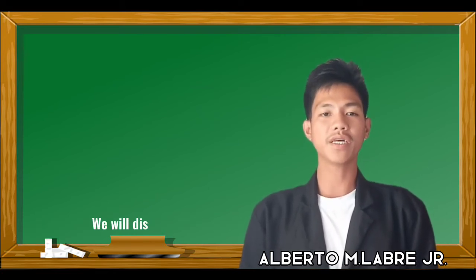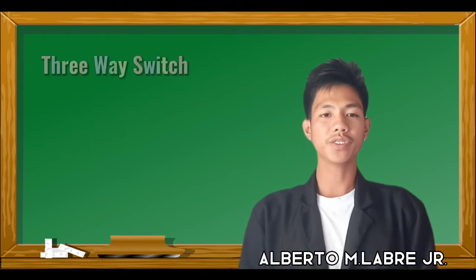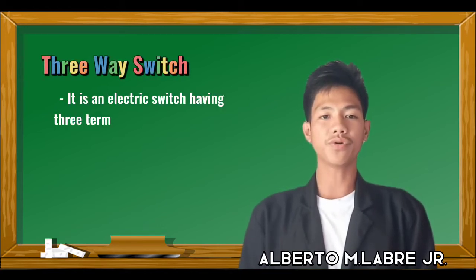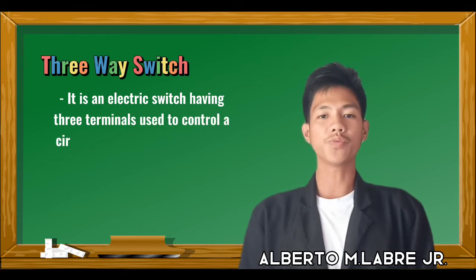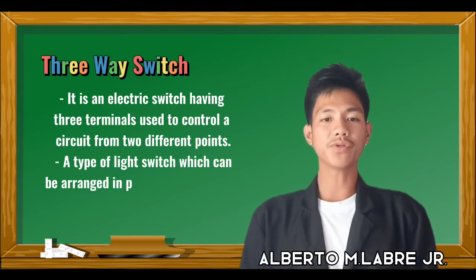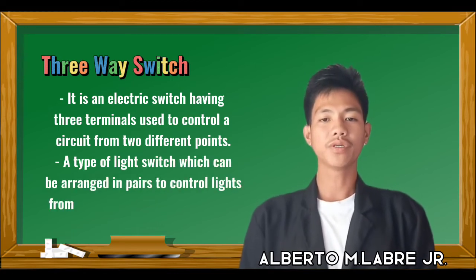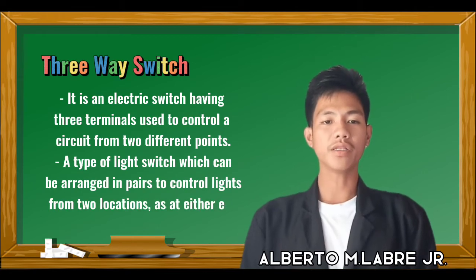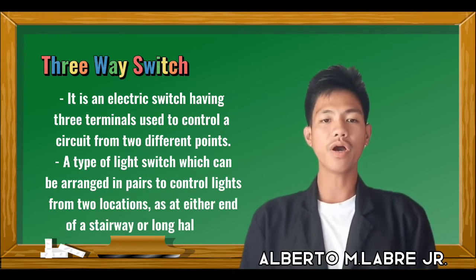So now, we will proceed to our discussion. We will discuss the three-way switch. It is an electric switch having three terminals used to control a circuit from two different points. A type of light switch which can be arranged in pairs to control lights from two locations, as at either end of a stairway or long hallway.